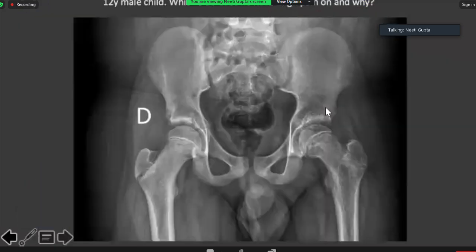So that was a case of gymnast wrist, and now we are coming to the next case. Now, what do you see here? This is a 12-year-old male child. So what do you think? Which side does he have thigh pain on, and why? I'll give you half a minute. It's a subtle but a commonly seen case. Which side is the thigh pain on, and why?